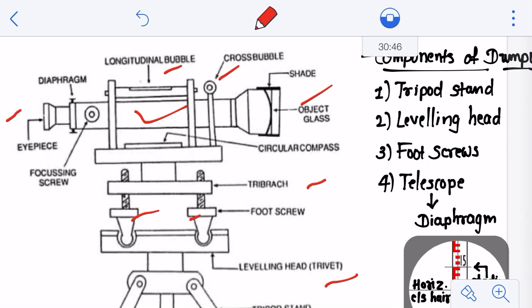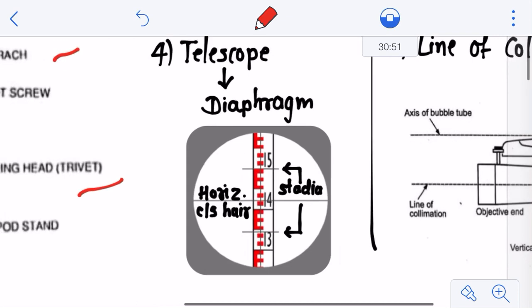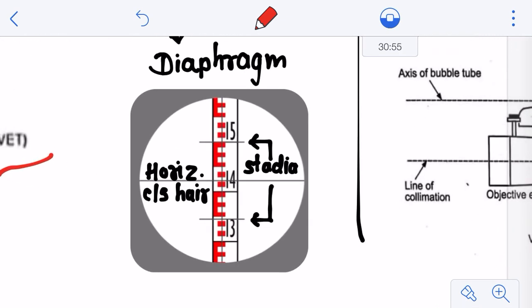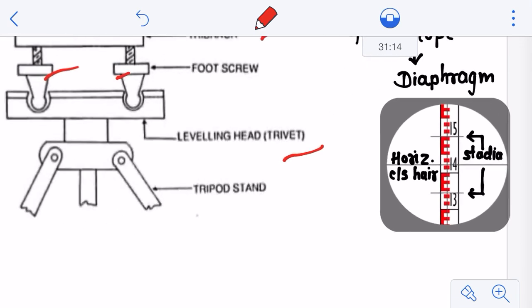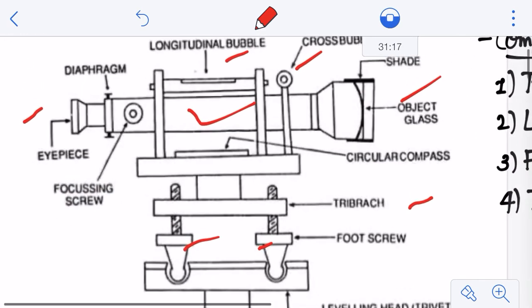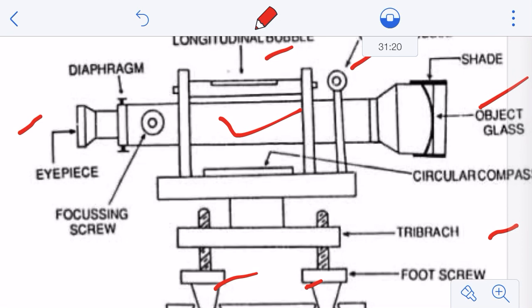The eyepiece is always fitted with a diaphragm, and you can see here I have incorporated one figure. This diaphragm, if you see from the eyepiece, will look somewhat like this. So this is the leveling staff on which you are going to take the readings. But if you see these lines, the cross lines, vertical as well as horizontal, these are the horizontal crosshairs and the stadia hairs, and this thing is termed as a diaphragm. So this is always fixed here in the eyepiece, and a diaphragm adjustment ring is also available. So that is your first piece, and the second is your object glass.